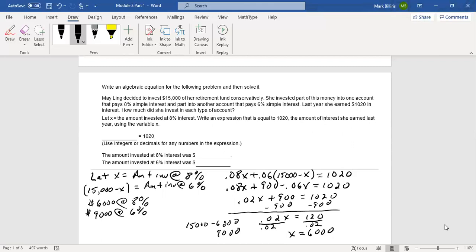Notice, very important, when I add these two values together, the 6,000 and the 9,000, it equals the $15,000 in the original problem. So your final answers should add up to the total amount invested.